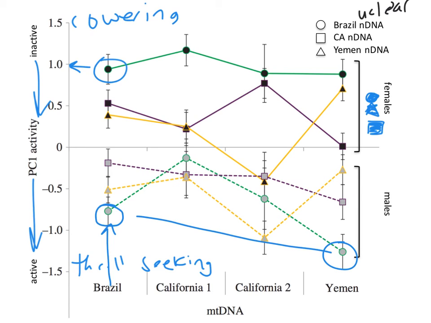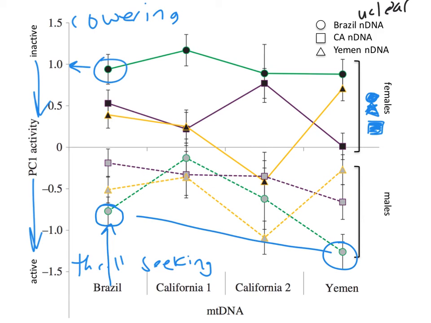Right. Same species of beetle, same nuclear genome from Brazil. The only difference between those two that are circled in blue is which mitochondria they have. The Yemeni mitochondria or Brazilian mitochondria from this species. And just making that one swap, taking out one mitochondrial genotype and putting in another one from the same species, makes an effect on behavior.